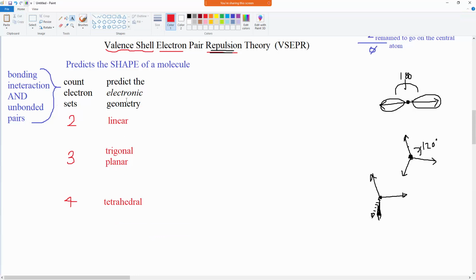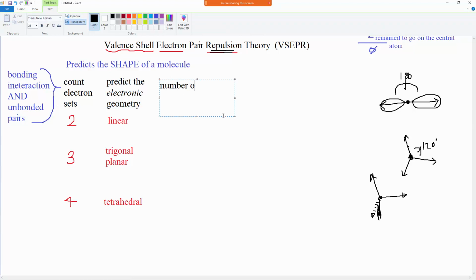Again, I'm just predicting the geometry of the electrons that are attached to the central atom. The electron sets. So the bonding interaction and the unbonded pairs, that's what I'm predicting here. Your book doesn't include this, but I find it helpful because it informs the next piece that you need to know. Sorry, we're not done.